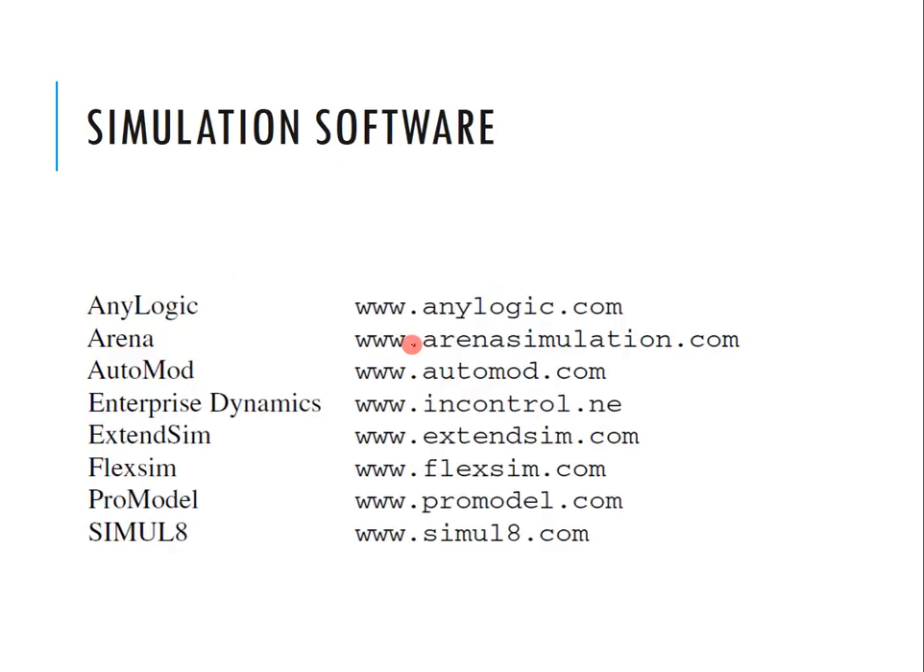The next one is the simulation software. These are examples of other simulation software that you can explore to see how they differ from Technomatics, the one that we use in this class. There are actually many more on the list, but this is only a part. There are many software packages that can simulate discrete event simulation.